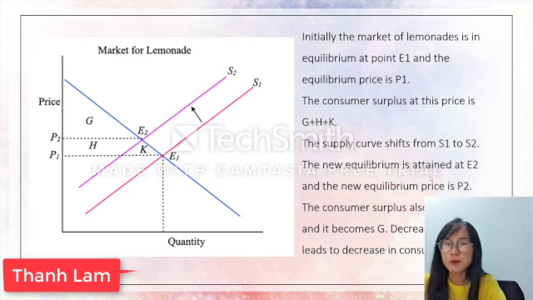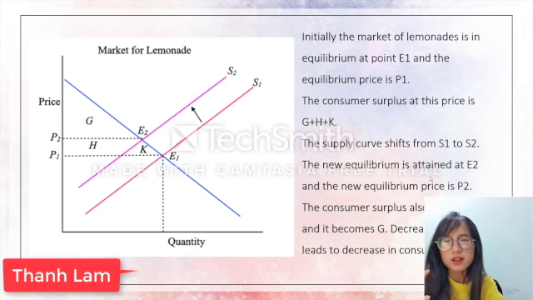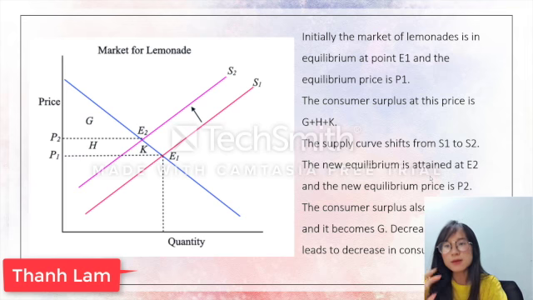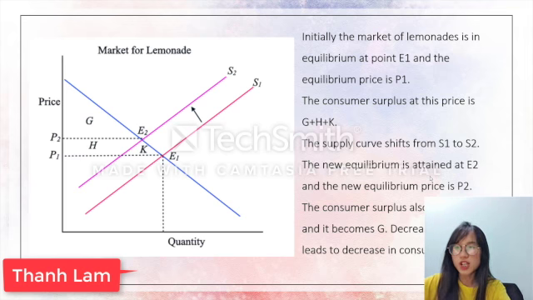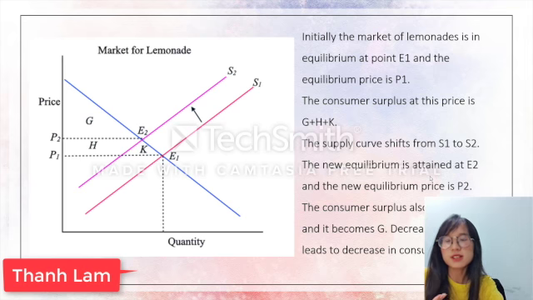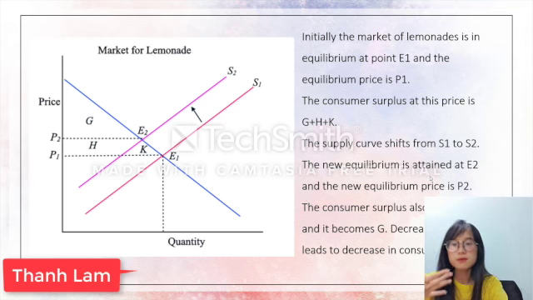As you can see from the figures, the market for lemonade is in equilibrium at point E1, and the equilibrium price is P1. The consumer surplus is G plus H plus K. The supply curve shifts from S1 to S2. The new equilibrium is attained at E2, and the new equilibrium price is P2. The consumer surplus also contracts and becomes G. The decrease in supply leads to a decrease in consumer surplus.